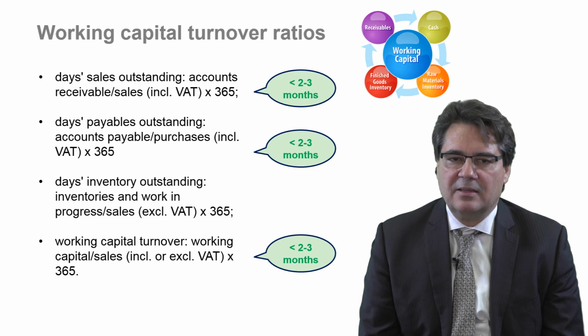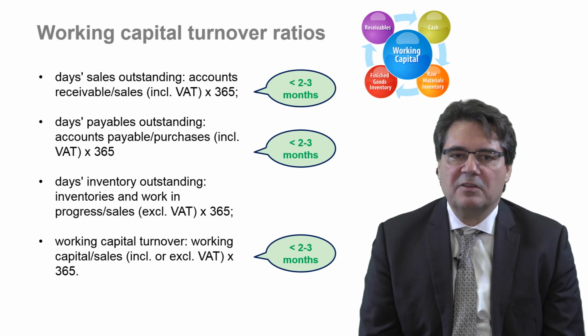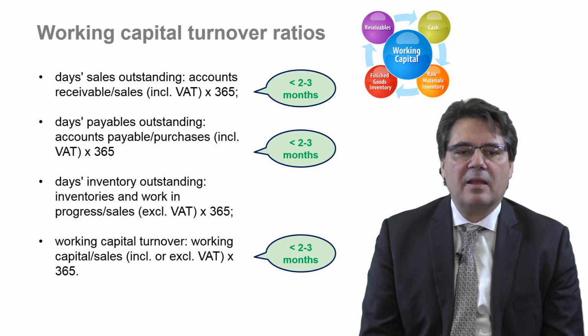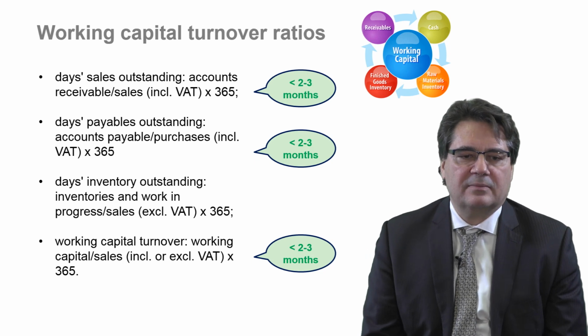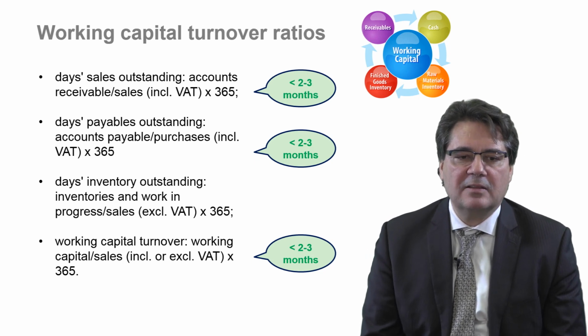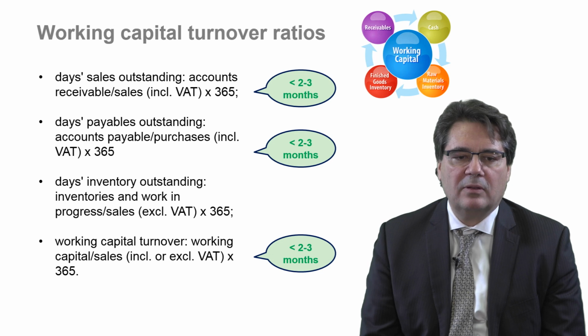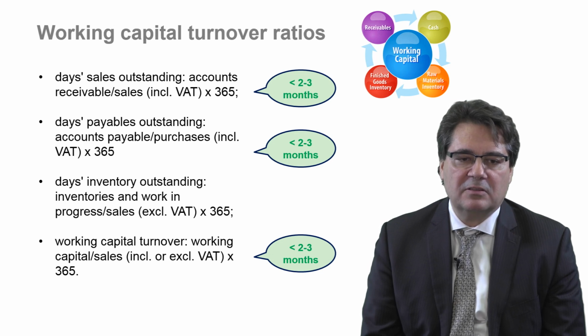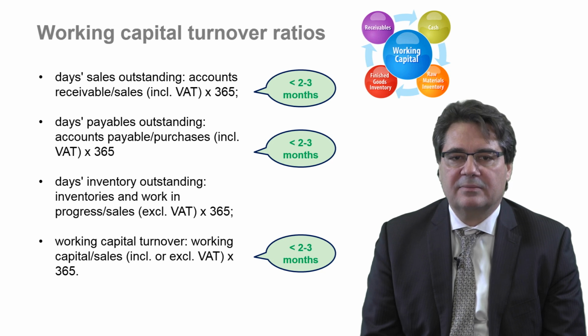Days sales outstanding: you divide accounts receivable by sales, including VAT, and you multiply by 365 days. Days payable outstanding: it's accounts payable divided by purchases, including VAT as well. Days inventory outstanding: it's inventory and work in progress divided by sales. And working capital turnover: it's working capital divided by sales.